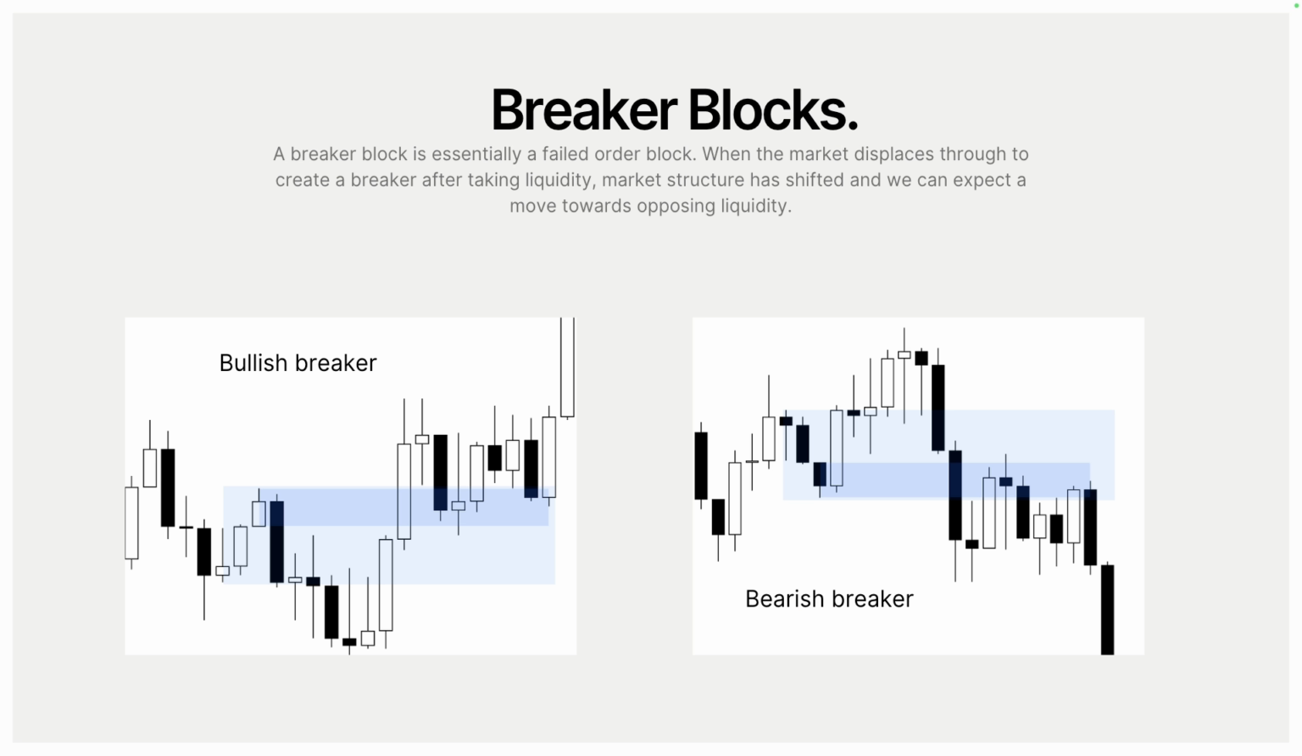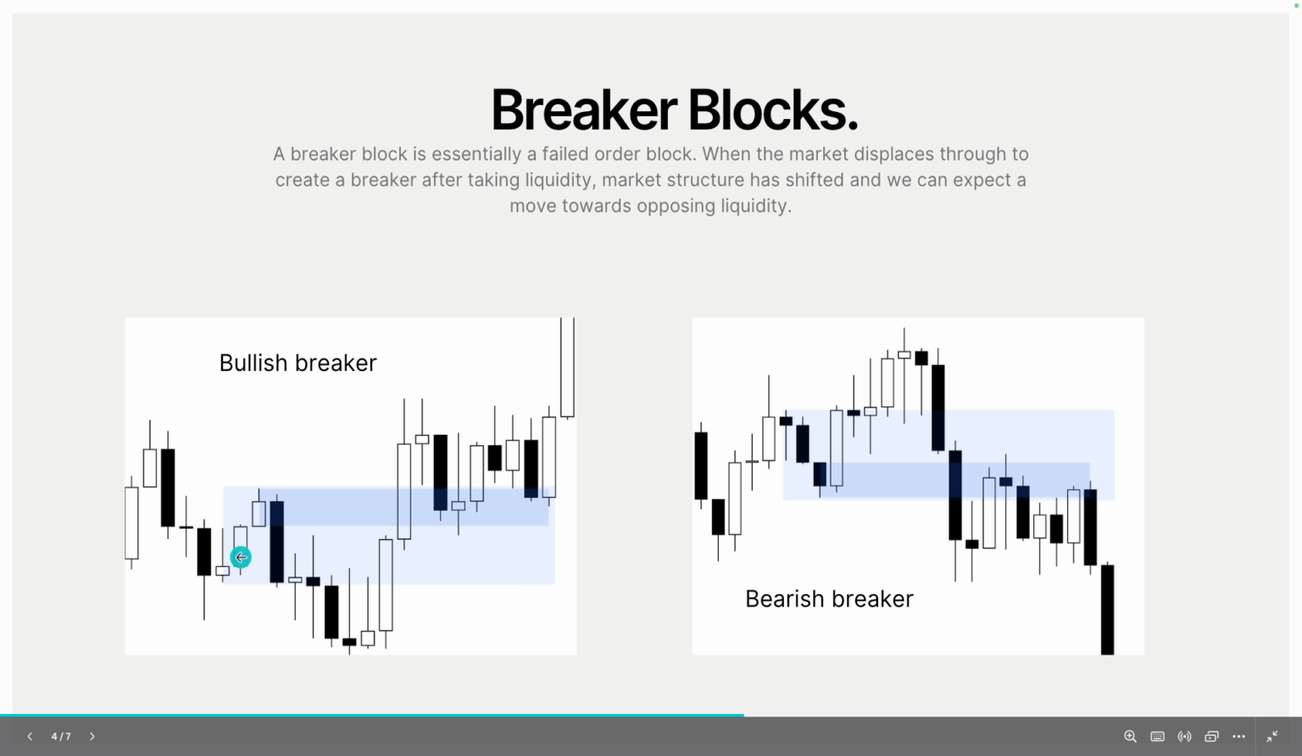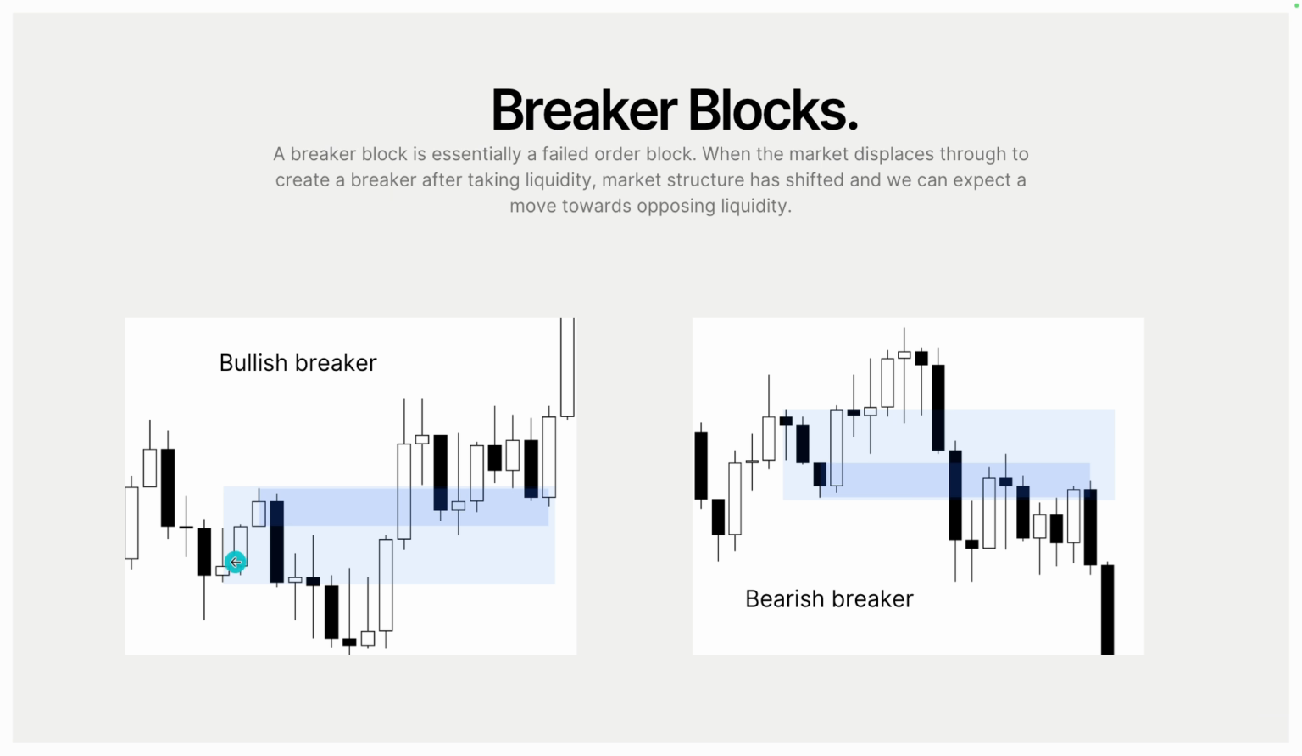Breaker blocks. So a breaker block is a structural pattern, and therefore when we displace through a breaker block, market structure has now shifted and it's essentially a failed order block. So bearish order block here, we create new lows and then we displace through it. That then becomes a bullish breaker. We can use consecutive bullish candles. Okay, so it's the highest up closed candle before liquidity was swept. Liquidity was swept here. This is the highest up closed candle. So this is our breaker block.